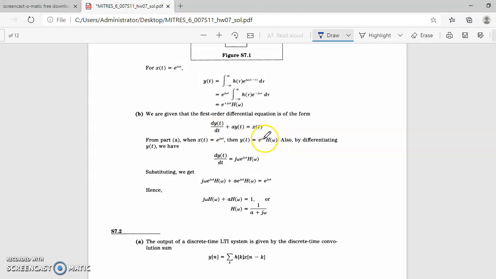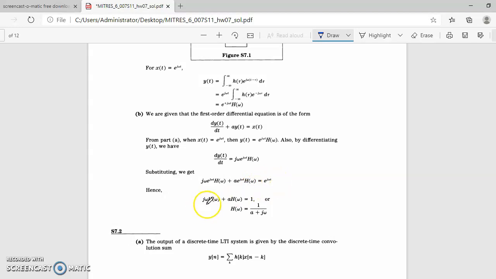This H of omega comes from this x of t. So d y of t by dt is equal to j omega e power j omega t H of omega. Now substituting into the equation, we differentiate our y of t and get j omega e power j omega t H of omega. Then we multiply the scalar a with y of t, so a e power j omega t H of omega, and the sum is equal to e power j omega t.